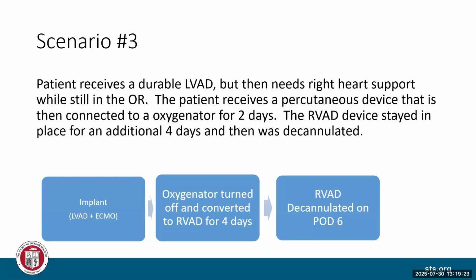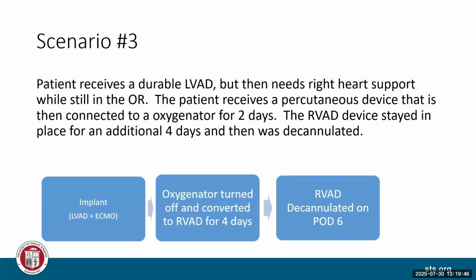Okay, we'll do another scenario. Scenario number 3. The patient receives a durable LVAD, but then needs some right heart support while still in the OR. The patient receives a percutaneous device that is connected to an oxygenator for 2 days. The RVAD device stayed in place for an additional 4 days and then was decannulated.